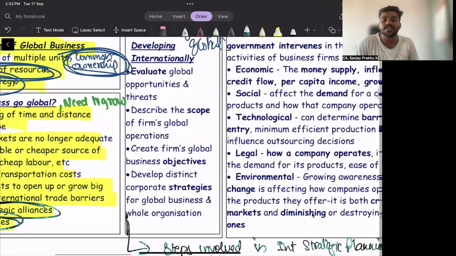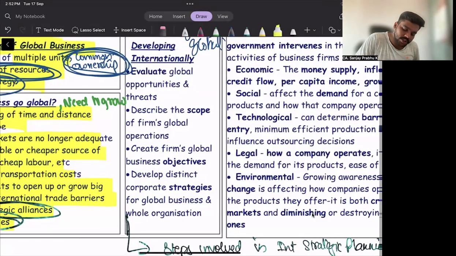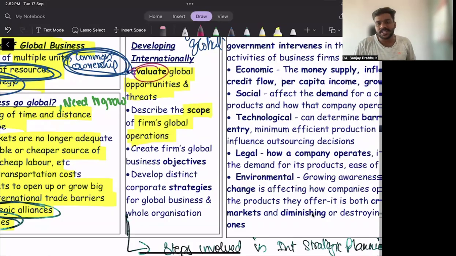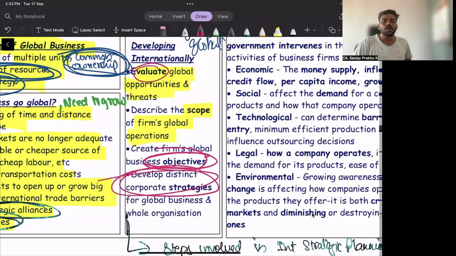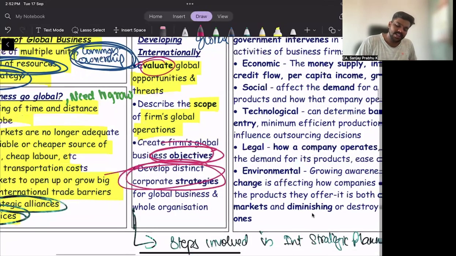And you have to understand the four steps in international strategic planning. The first step is to evaluate the global opportunities, which means you are supposed to perform a SWOT analysis. First you evaluate what the opportunities and threats are globally. Then you have to describe the scope of the firm's global opportunity. When you are expanding your business to different parts of the world, what is your scope? Then you have to create an objective, and to achieve the objective you have to develop a strategy. Very simple topic.